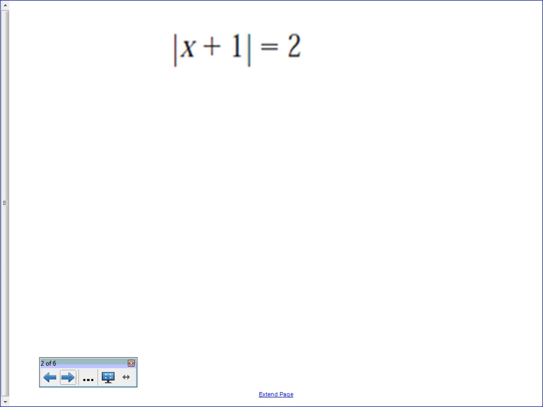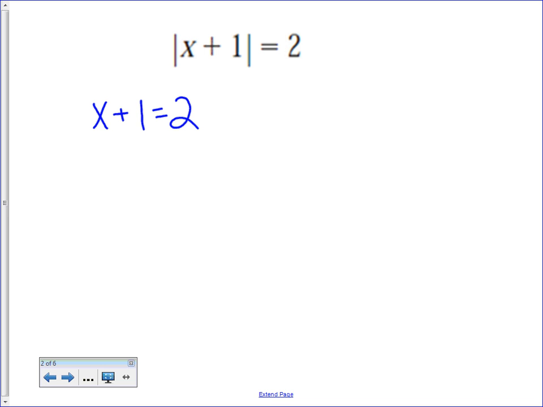We're going to be using both the positive side of absolute value and the negative side of absolute value to solve these equations. So you will be solving them twice. First with the number that is in it. So our first equation is going to be x plus 1 is going to equal 2.